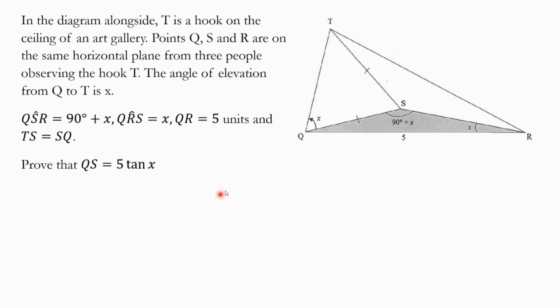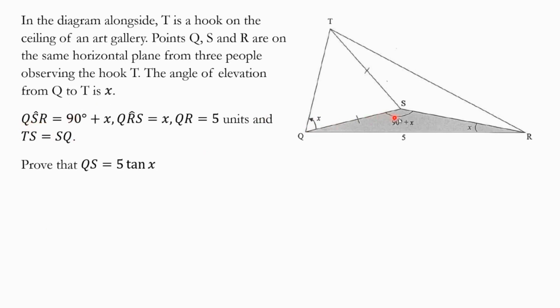We're doing question 8.1. In the diagram alongside, T is a hook on the ceiling of an art gallery. Points Q, S, and R are on the same horizontal plane from three people observing the hook T. So this is like the points on the ground, isn't it? And then the angle of elevation from Q to T is X. This is the angle of elevation there.